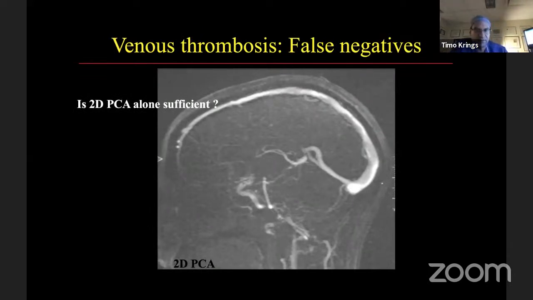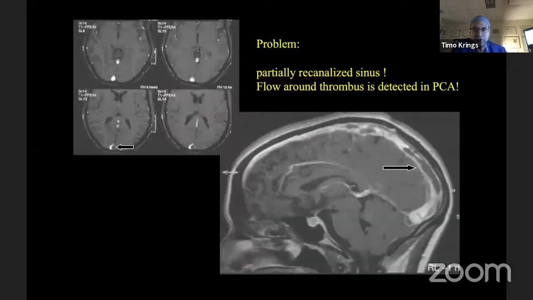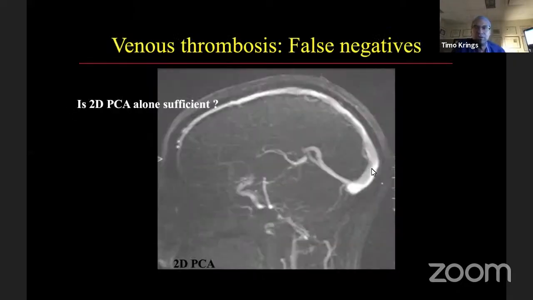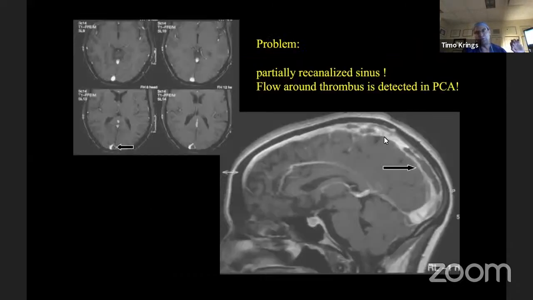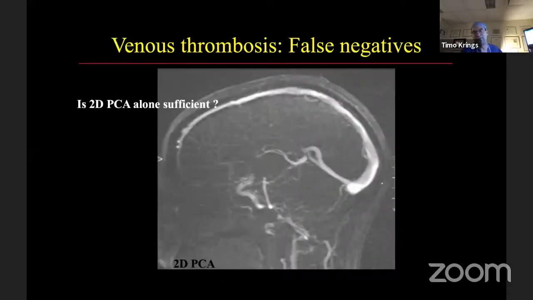This is the same patient, and on two-dimensional phase contrast angiography, you would think that this patient has a patent superior sagittal sinus. However, if you look at the contrast enhanced scan, you see that there is significant thrombus formation within the superior sagittal sinus that was simply not visualized because of the methemoglobin signal within the superior sagittal sinus that appears bright on the phase contrast angiography, and because of the fact that surrounding a non-occlusive thrombus, you will still see flow. So here the non-occlusive thrombus leads to flow that is then visualized on this 2D phase contrast angiography.